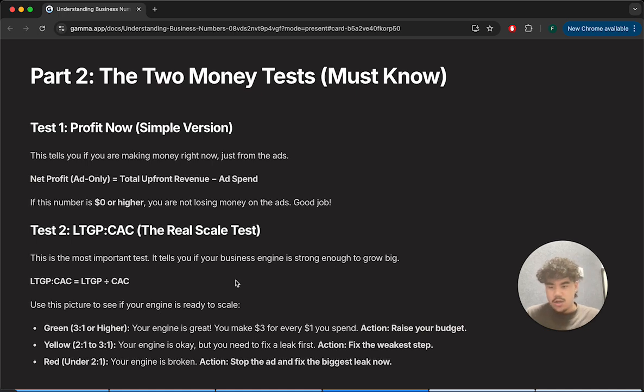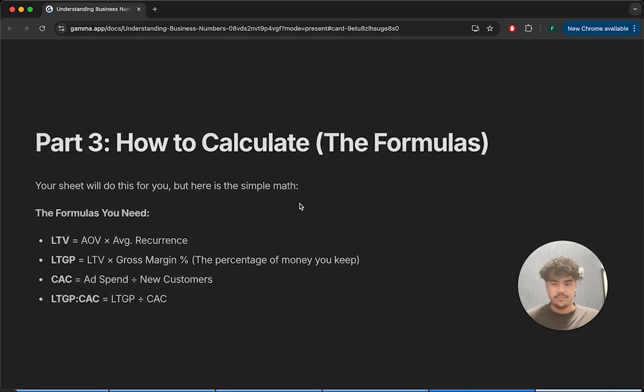Green is if it's 3 to 1 or higher, which means your engine is great. That means for every $1 you spend on ads, you make $3, right? So raise your budget. It's going really well. 2 to 1 is okay, but you need to fix the leak first, and you want to fix the weakest step, which we'll go over when analyzing KPIs in other videos. And red is under 2 to 1, which means we need to stop the ad and fix the ads ASAP because we're losing money, right?